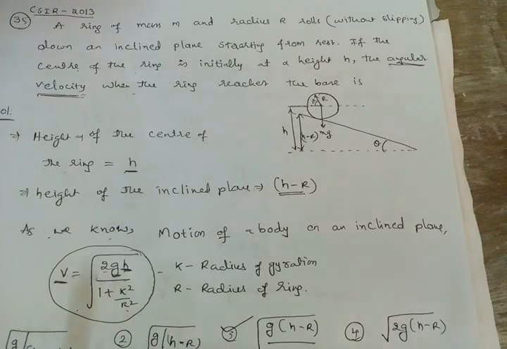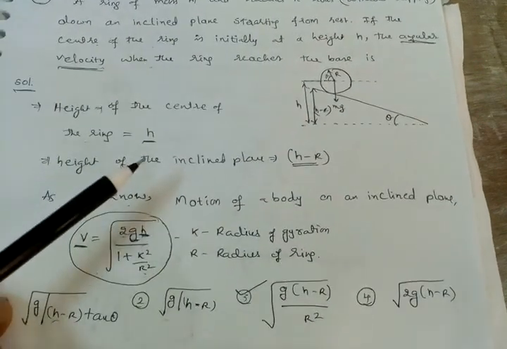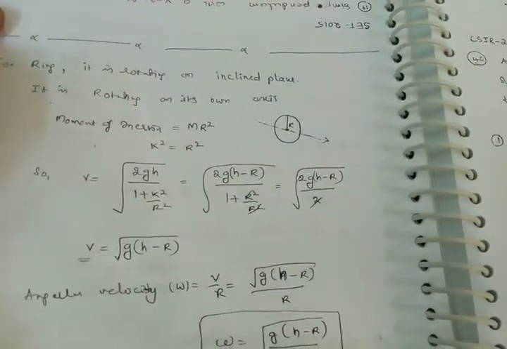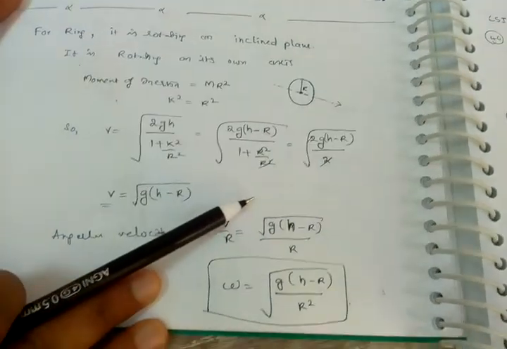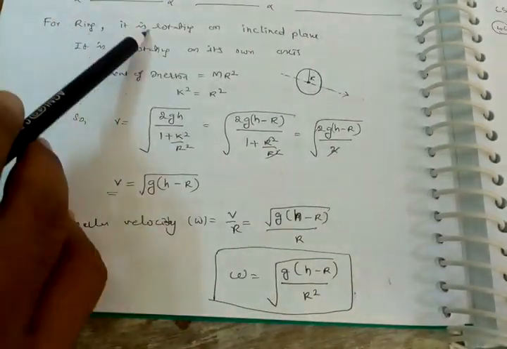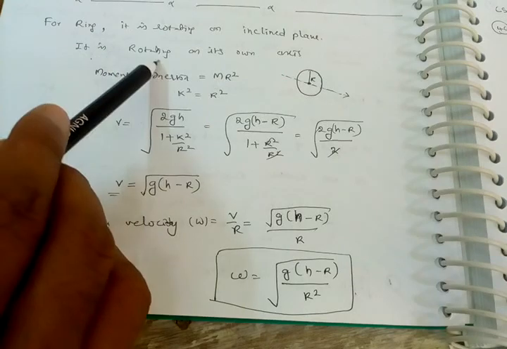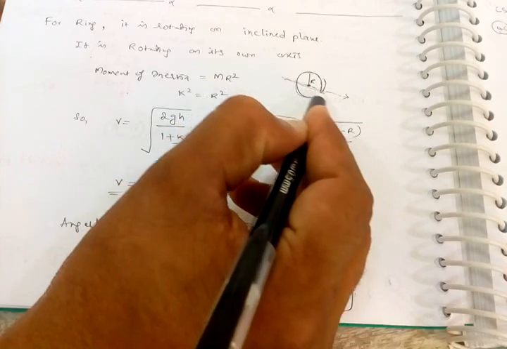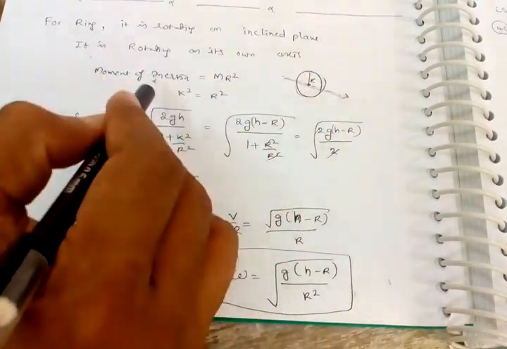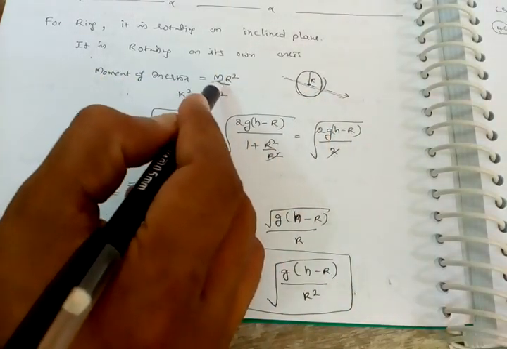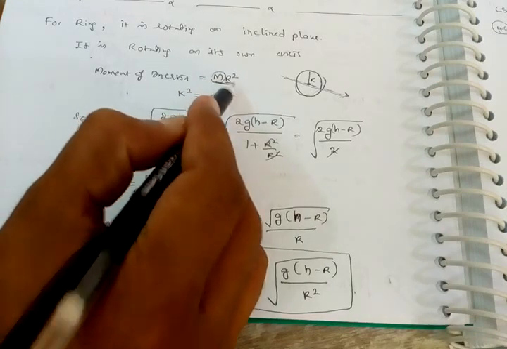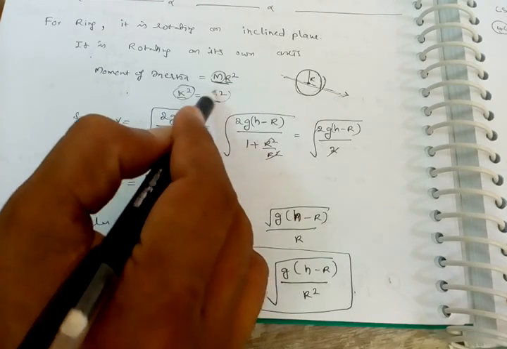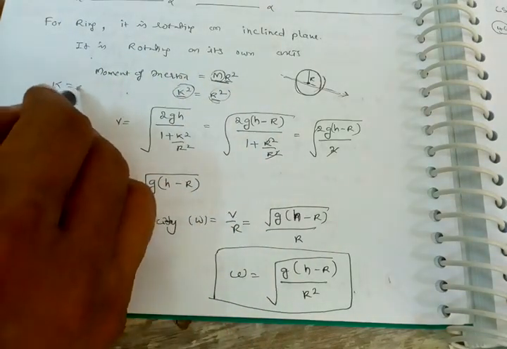We have the options. Now we are moving to the solution. See, look here, this is the solution. The ring is rotating on an inclined plane, rotating about its own axis. So the moment of inertia of the ring is m r square, where m is the mass of the ring and r is the radius of the ring. k square equals r square, the radius of gyration equals the radius of the ring, so k equals r.